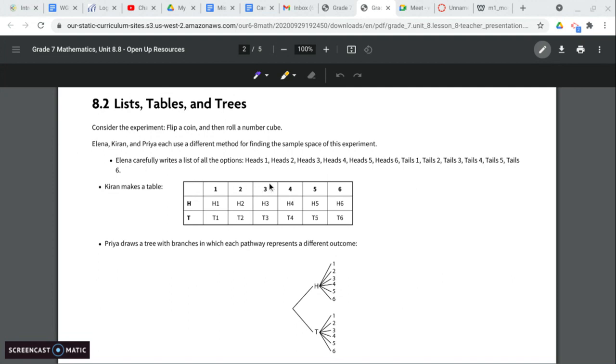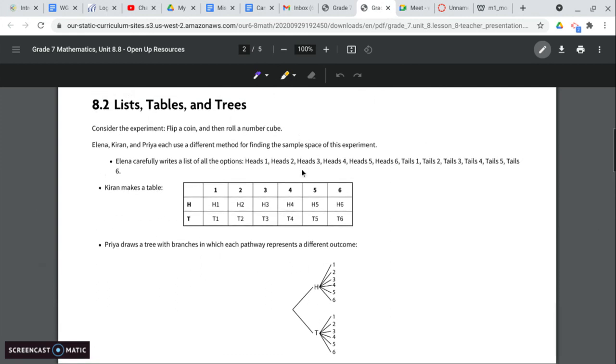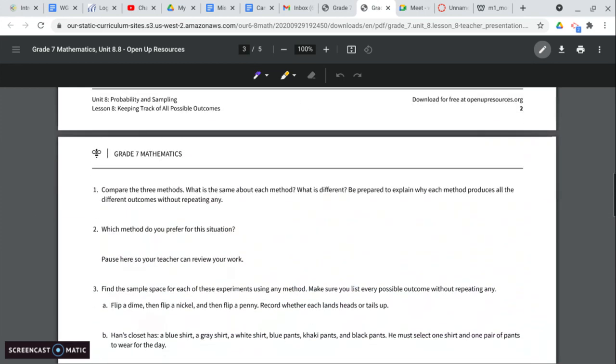Elena carefully writes a list of all the options. Heads 1, tails 1, heads 3, heads 4, so on and so forth, as you can see. Kieran makes a table. Priya draws a tree with branches in which each pathway represents a different outcome. So we have these different ways to show the different possible outcomes.